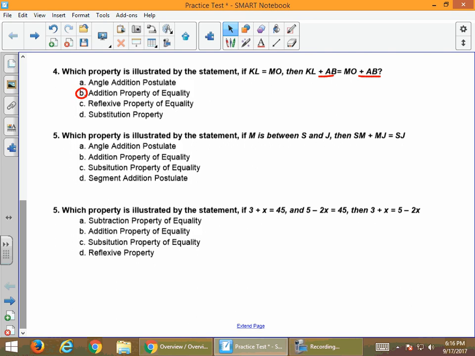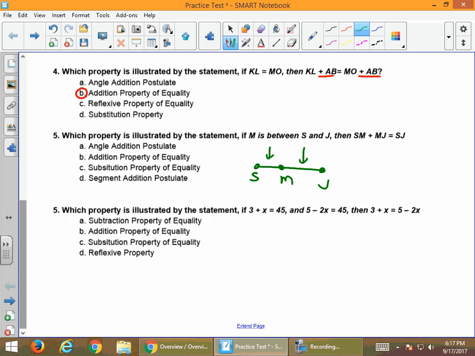Okay, number 5, which property is illustrated by the statement? If M is between S and J, so here we go. Somewhere between S and J exists some point M. And now we're talking about the distance from SM, this piece right here, and MJ, this piece here, and it equals SJ, the whole piece right down here. So this is a piece of a segment plus a piece of a segment equals the whole segment. This is, by definition, the segment addition postulate.